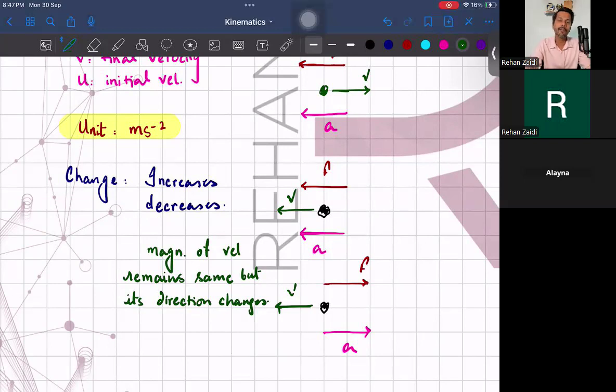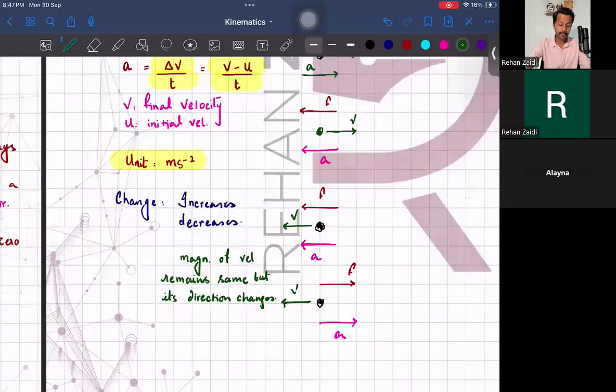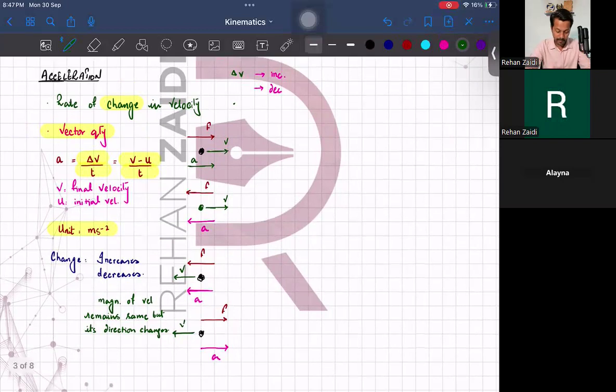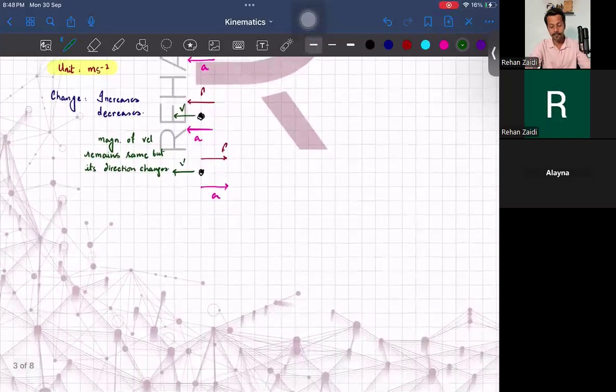Even if the direction changes but the magnitude remains the same, we'll say that the object is accelerating. So acceleration does not only mean that there would be an increase in velocity. A decrease in velocity is also an acceleration, right? A change in direction is also an acceleration. Now, we won't be talking much about change in direction in our AS level. We'll be discussing this factor in our A2 level. There's a specific chapter for this, circular motion. बहुत डिटेल में डिस्कस होगा ये वाला फैक्टर.